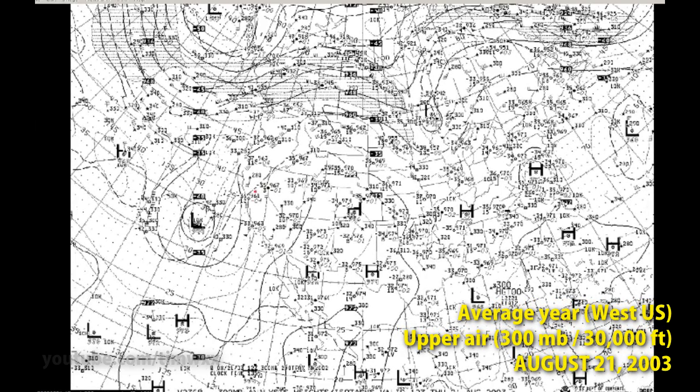Another bad year, especially for Idaho, was 2003. And this is how 2003 looked. And you'll notice something interesting. South winds. Seems like when we have flow coming out of the south, things tend to go downhill. We're talking about winds up at 30,000 feet.